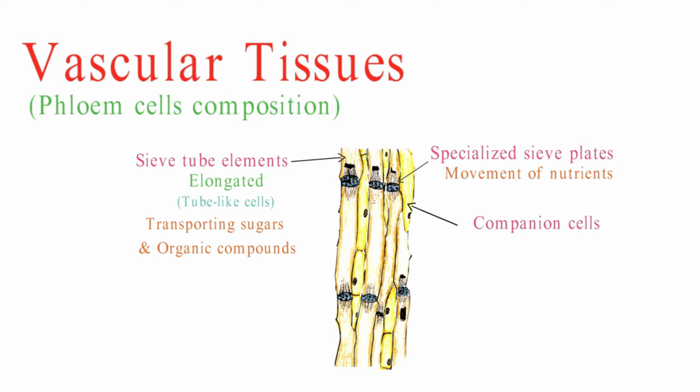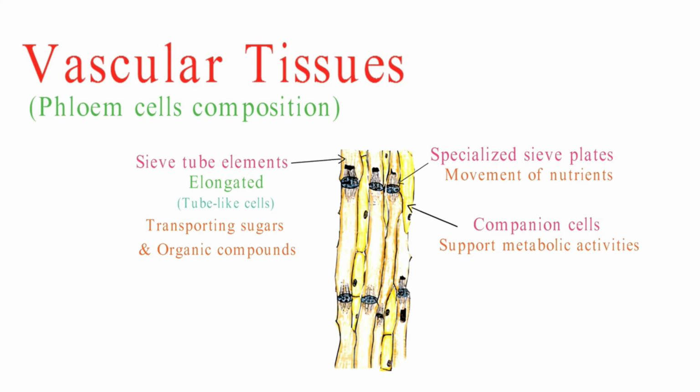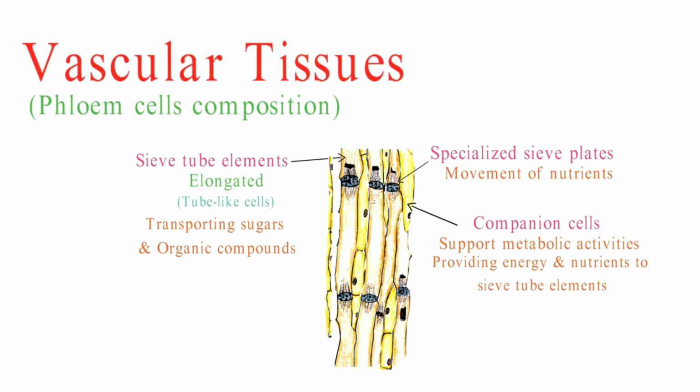Companion cells are closely associated with sieve tube elements and play a crucial role in supporting their metabolic activities. They maintain their nuclei and are responsible for providing energy and nutrients to the sieve tube elements, ensuring the efficient transport of sugars.